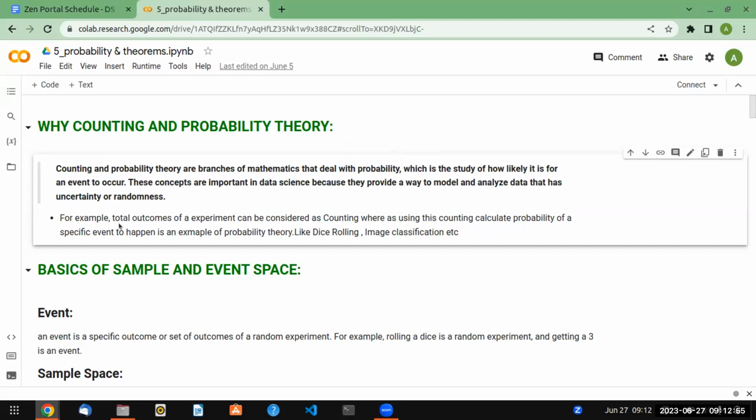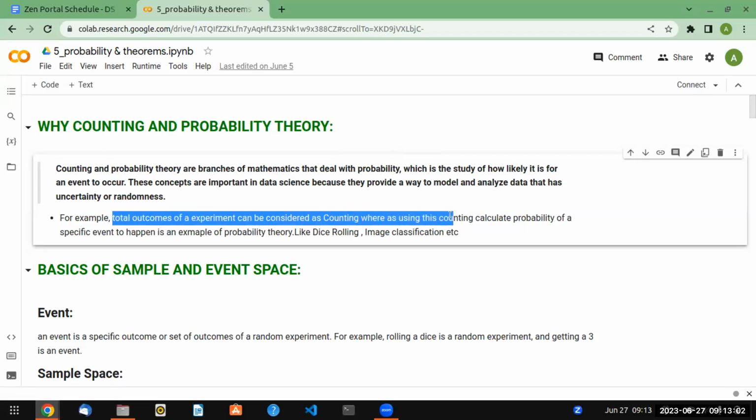Okay, for example, the total outcomes of an experiment can be considered as counting, whereas using this counting, we calculate the probability of a specific event. For example, rolling a dice, image classification, etc. Now let's consider this rolling a dice problem. It's a very famous and basic example when we're starting mathematics. Rolling a dice and a playing card, from there also you'll get a few questions.